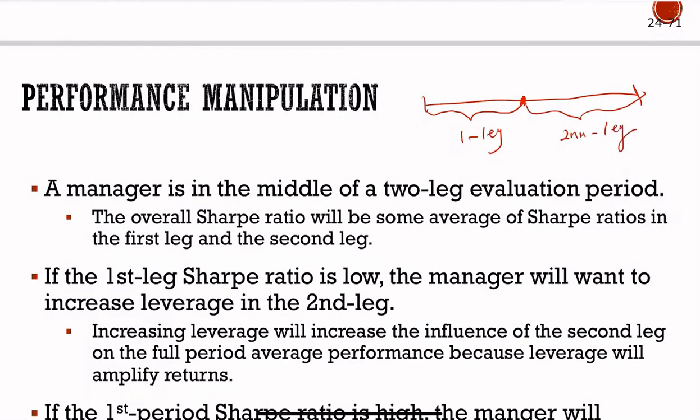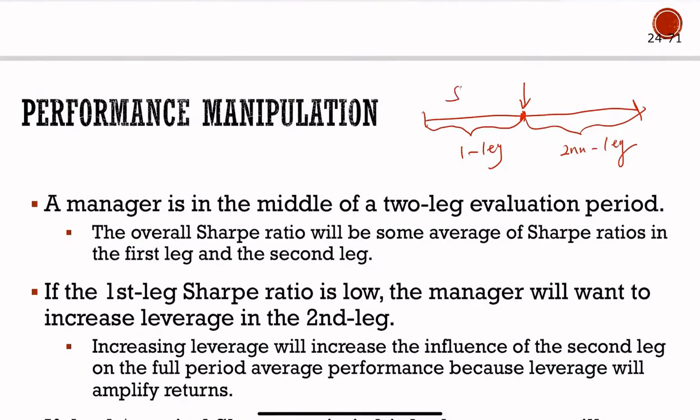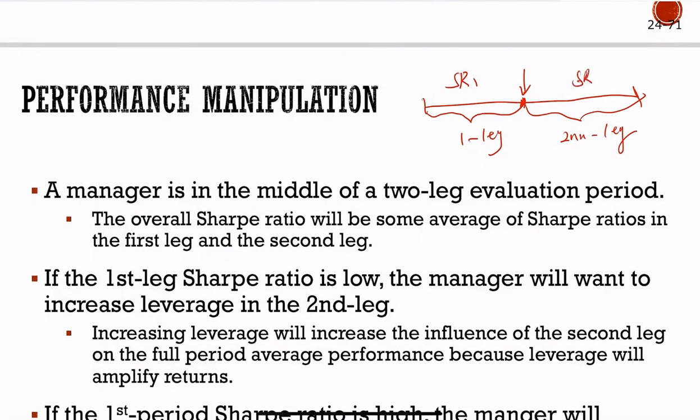And the first leg has passed. So the manager is here, right? He has already known his first leg Sharpe ratio. Now you can see that if this period has 2 legs, then the overall Sharpe ratio will be some average of the Sharpe ratio in the first leg and the second leg. Right? So basically, here we will have Sharpe ratio 1 and Sharpe ratio 2.